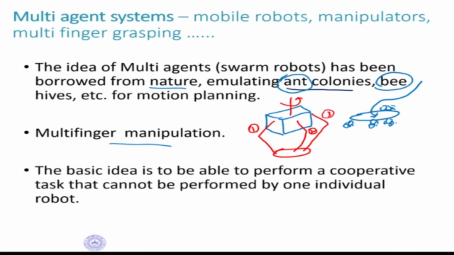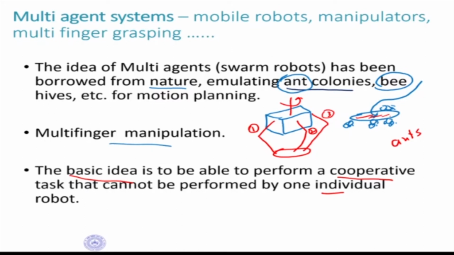So these 3 robots are together performing a task to manipulate this object in a particular desired way. Now again, the basic idea here is to be able to perform a cooperative task that cannot be performed by one individual robot. In the case of the ants that we are seeing here, one ant cannot lift this object and take it somewhere. So there are multiple ants which are actually catching it and taking it somewhere.